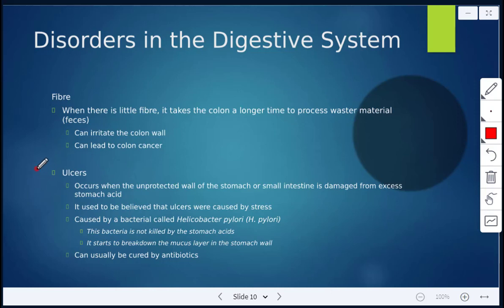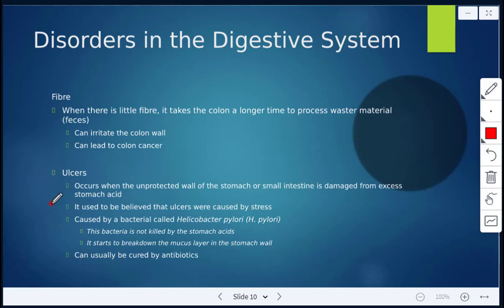Ulcers occur when the unprotected wall of your stomach or small intestine starts to get damaged from the stomach acid. Recall that our stomach is protected by a mucus layer. If the mucus layer is not there or it's not thick enough, then the stomach acid can start to eat away at your stomach wall. Or if the acid is getting into the small intestine, it's going to start eating away at the small intestine.